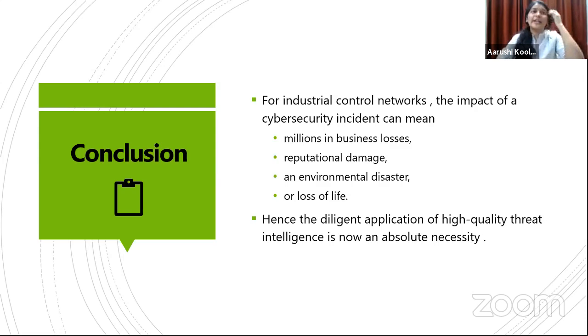What happened in Z5 was that customer information was exposed. Around 1 million customers' information was exposed, right? So people lose their belief in the organization, right? And millions of business losses, of course, come in as a consequence, along with reputational damage, environmental disaster, or loss of life. Hence, the diligent application of high quality threat intelligence is now an absolute necessity.